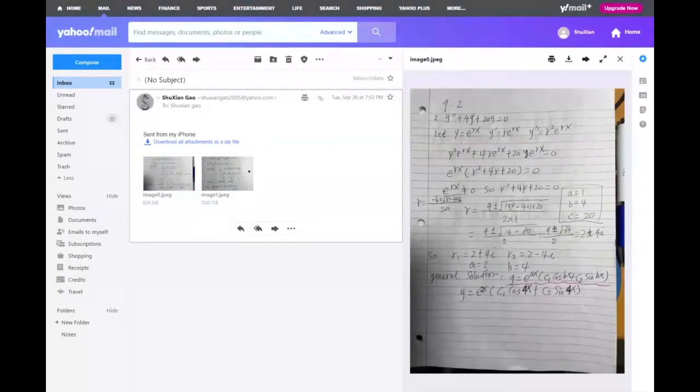So this one we cannot factor, and then for the roots, I use the quadratic formula. r equals negative b plus or minus the square root of b squared minus 4ac, over 2a. I plug in all of them: r equals negative 4 plus or minus the square root of 16 minus 80, over 2. When we do 16 minus 80, the square root becomes negative. That is not a real number. So the roots are not real numbers.